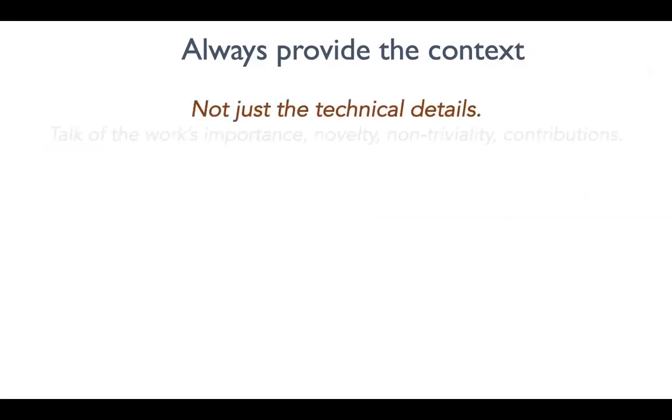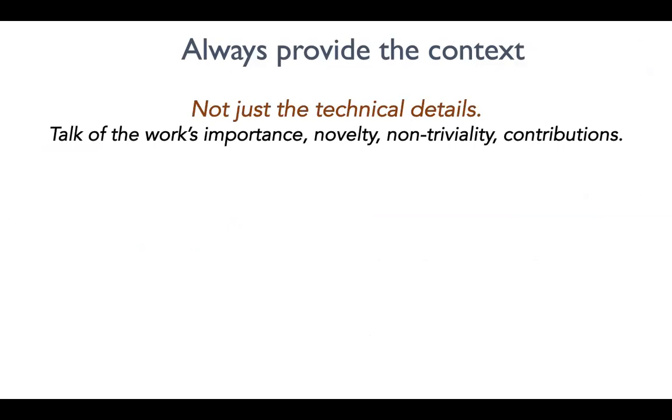Another aspect related to showing the forest for the trees is to always provide the context. और इसमें क्या क्या चीज़ें आ सकती हैं? You should always focus on providing the context and not just the technical details. हमने बात की कि you should talk of the work's importance, novelty, non-triviality and contributions.